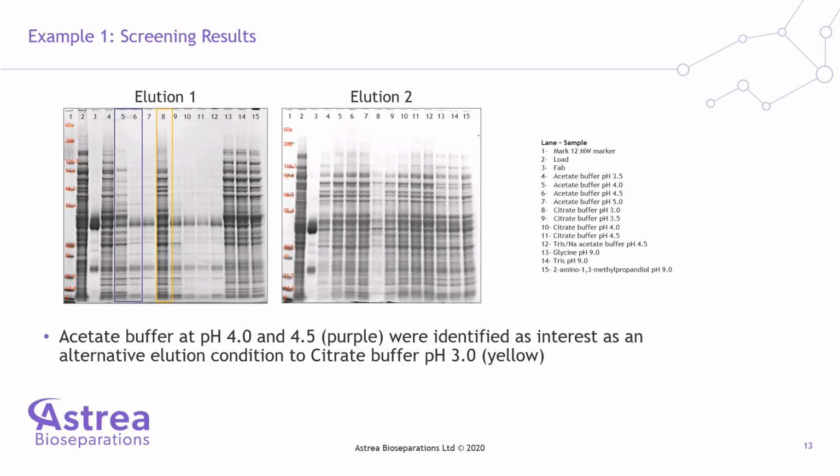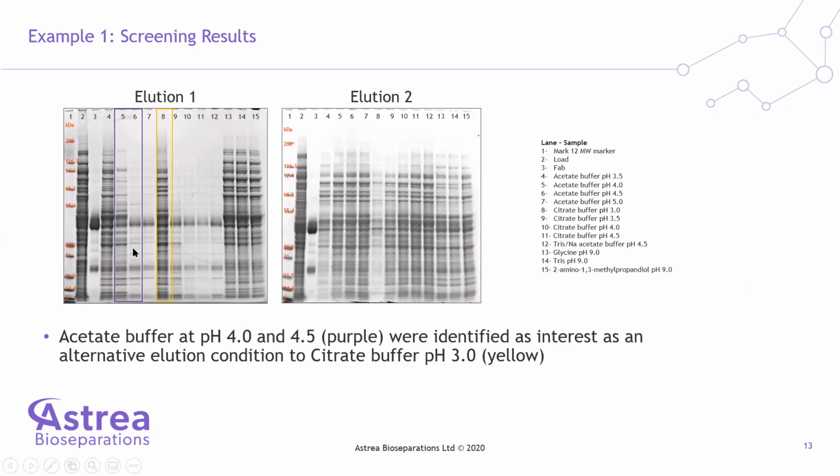So we can see here that we're getting a good amount of our Fab fragments, but the elution profile is still quite dirty. The fractions that interested us the most from this were the acetate at pH 4 and pH 4.5 in lanes 5 and 6. So we can see in lane 6, the acetate at 4.5 still gives us recovery of our Fab band and also significantly increases the purity, especially compared to the control.